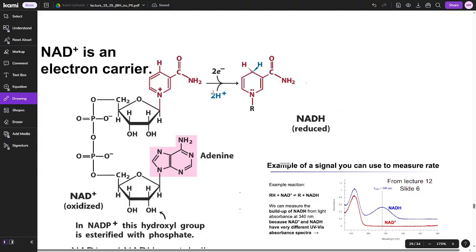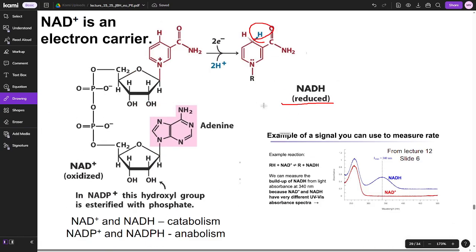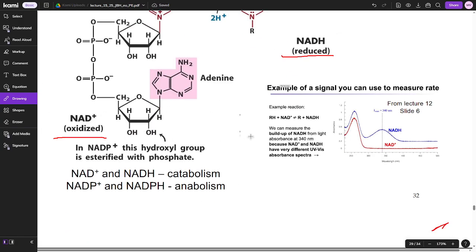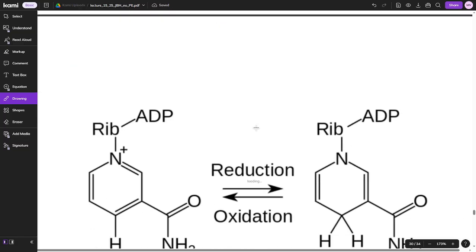So yeah, this is just a nice slide about NAD being an electron carrier, right? You probably covered this a little bit in OChem, maybe, but basically what's happening here is this hydrogen is being added, right? And this is the reduced form, because we're adding a carbon-hydrogen bond, and this is the oxidized form, right? So we have one less carbon-hydrogen bond.